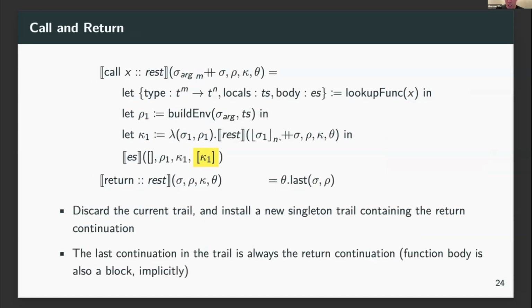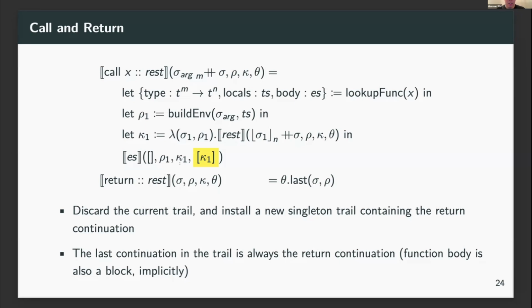The next thing is about function call and return. For function call, we use an additional auxiliary function to get the function body by looking up the function. So we get the function body ES here, and we have another auxiliary function to build the initial environment for the function. And the function also has a continuation, which is the instruction right after the function call. That is this rest of the instructions after the function call. So we prepare a new continuation kappa 1. And when we are going into the body ES, we're using this kappa 1 as a continuation. So that's when we return. This is where we come back.